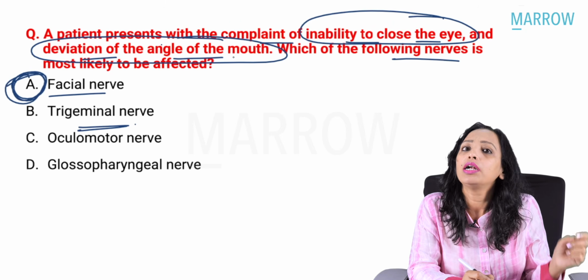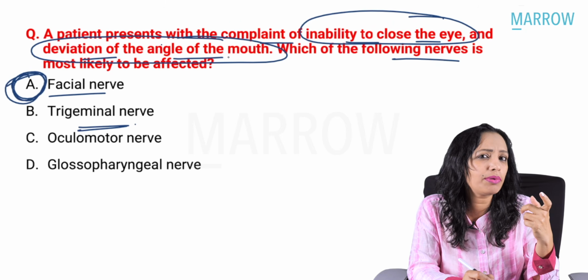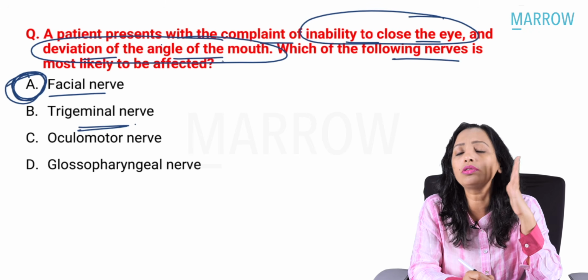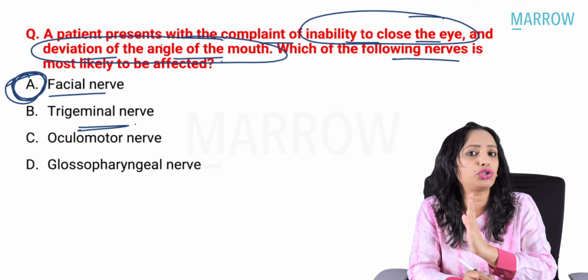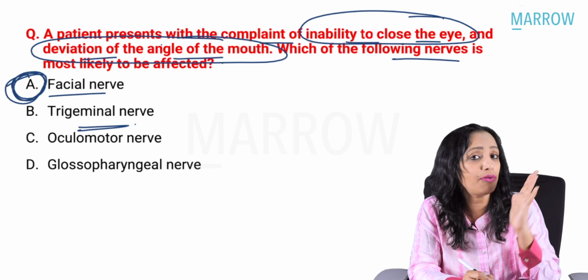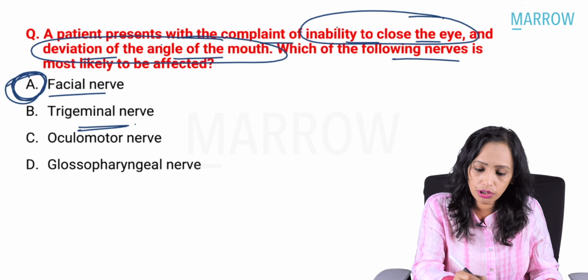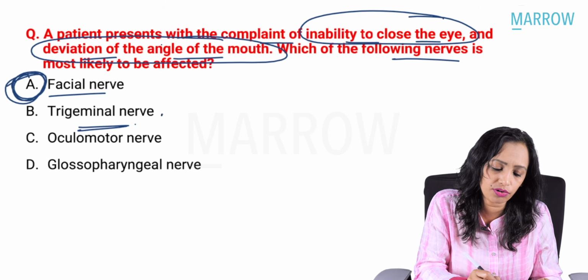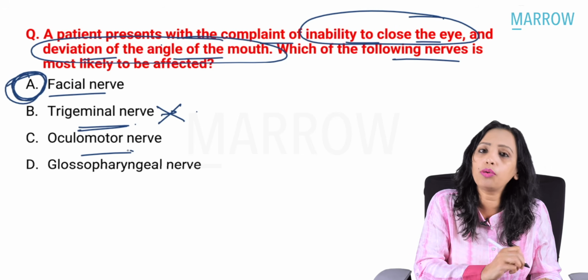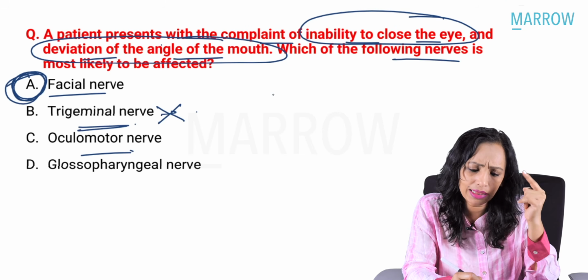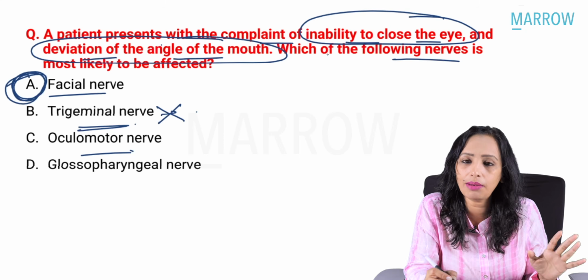Deviation of angle of mouth in trigeminal. Trigeminal also supplies the masticator muscles. So on opening the mouth, there can be deviation of the jaw to the paralyzed side. The normal side will push it to the opposite side. But is it deviation of the angle of mouth? No, not in trigeminal. It cannot be trigeminal. Oculomotor nerve, the third nerve, can affect only the eye, and in the eye it will lead to ptosis, not inability to close the eye.